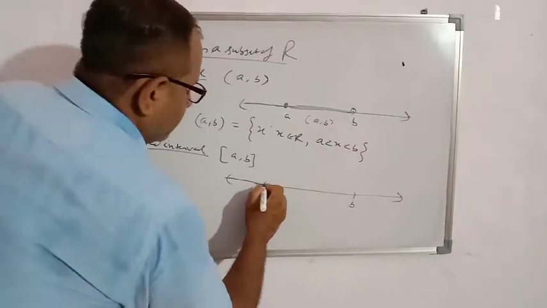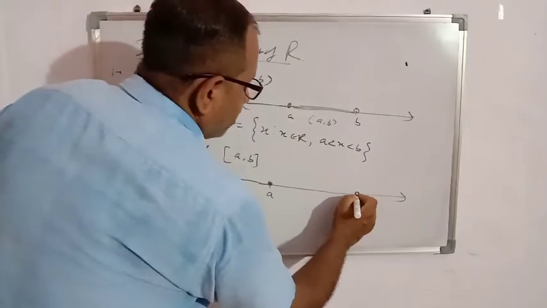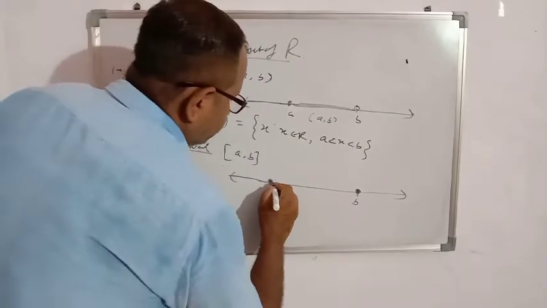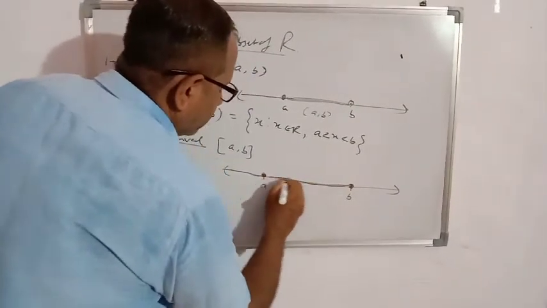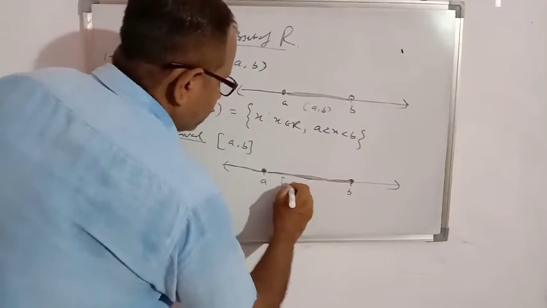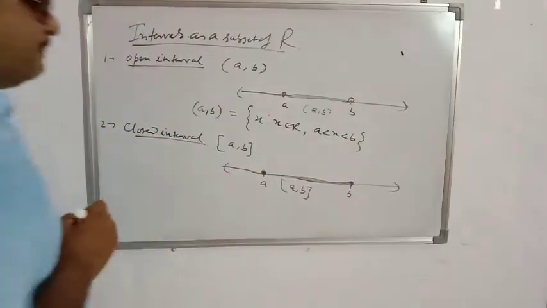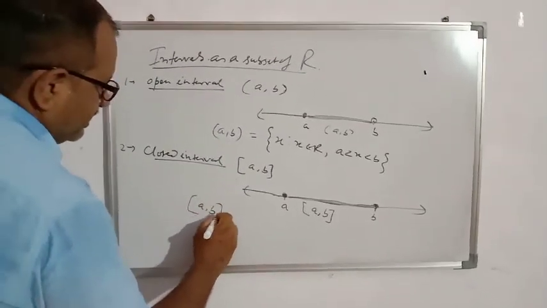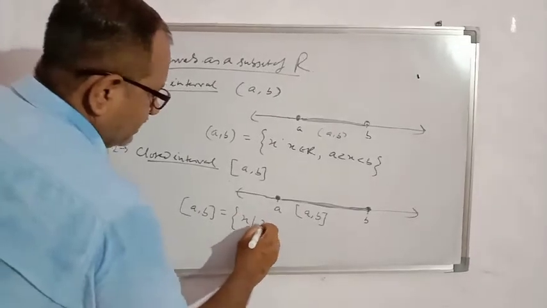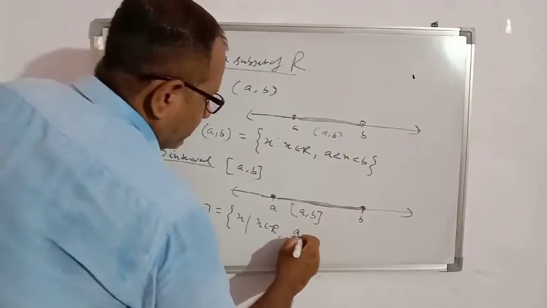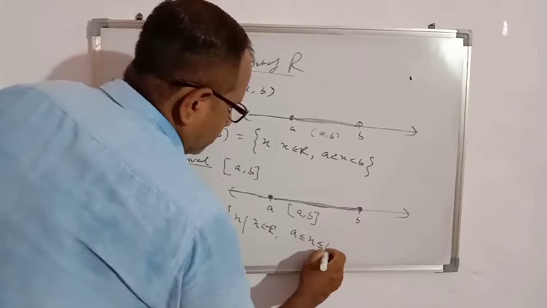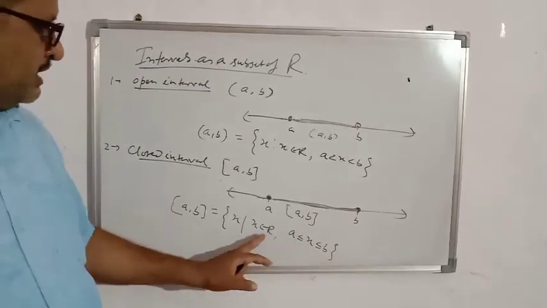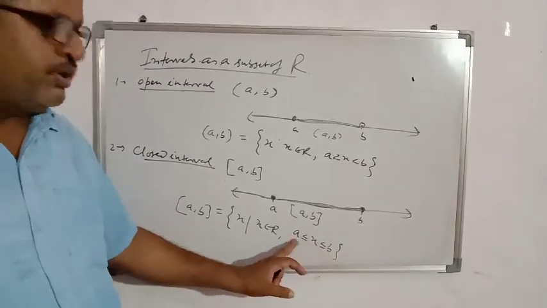So we will make here dark circle. This dark circle represents A and B, both are taken here. And the space between these, we can make it dark. So this represents closed interval AB. In the set builder form, we can represent it like this. X such that x belongs to R, A less or equal to x, less or equal to B. Means x is a real number which lies between A and B, including A and B.